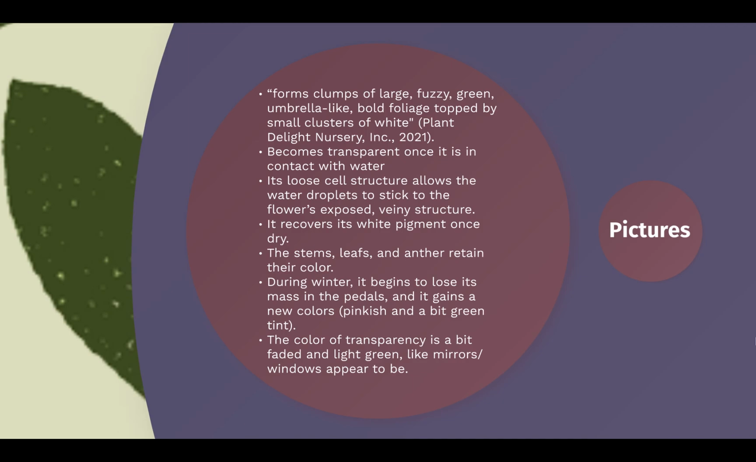During the winter, it begins to lose its mass in the petals, and it gains a new color as well, which is a pinkish and a bit green tint to it. Lastly, the color of transparency is a bit faded and light green, such as mirrors appear to be. And continuing on with some pictures, you will get an illustration of how this flower looks once water has come in contact with it.